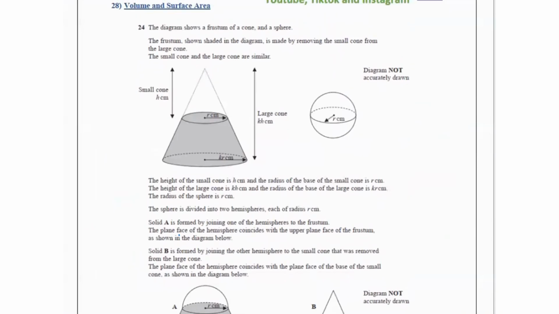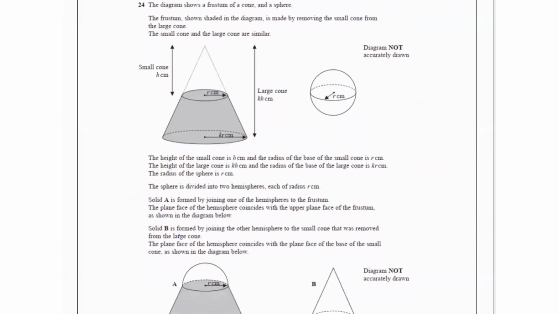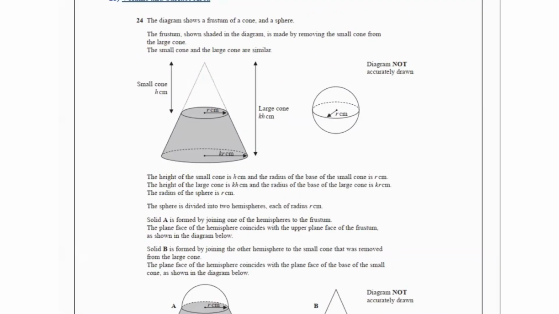Then for volume and surface area, it says the diagram shows a frustum of a cone and a sphere. The frustum shown shaded in the diagram is made by removing the small cone from the large one. The small cone and the large cone are similar. The height of the small cone is h centimeters and the radius of the base of the small cone is r centimeters. The height of the large cone is kh centimeters and the radius of the base of the large cone is kr centimeters.